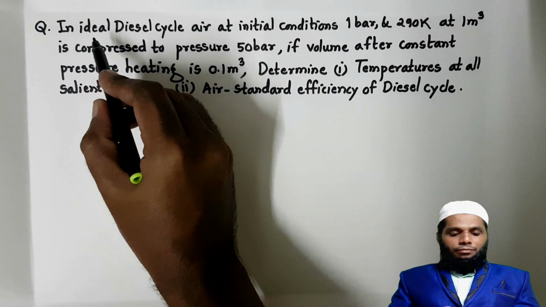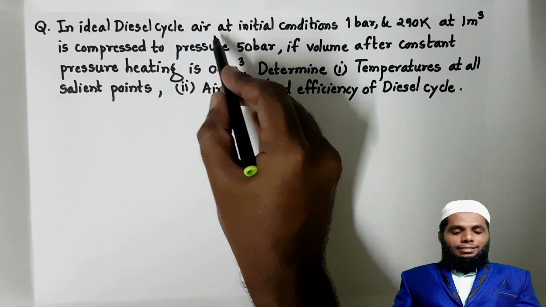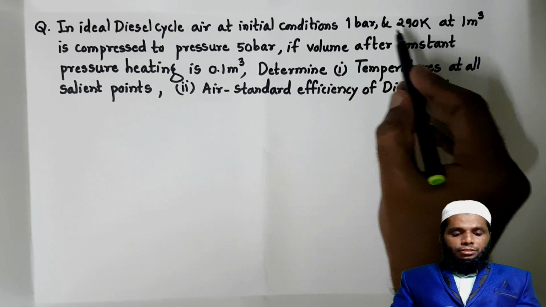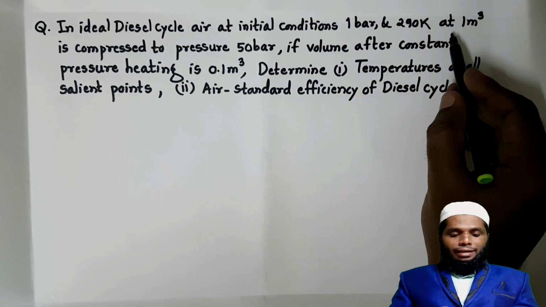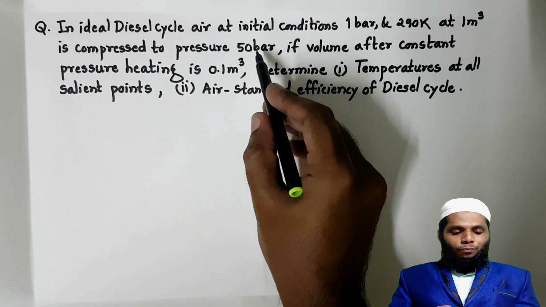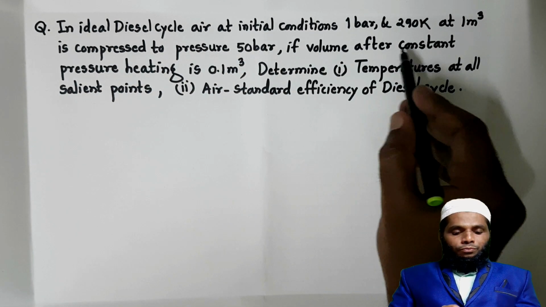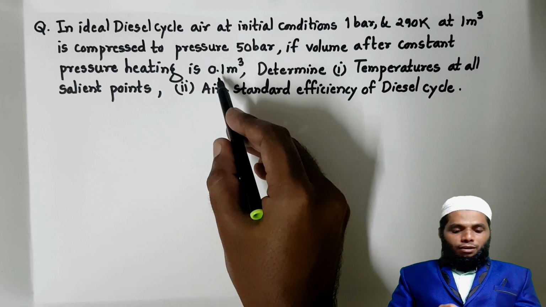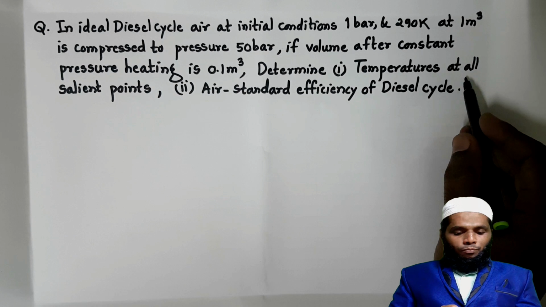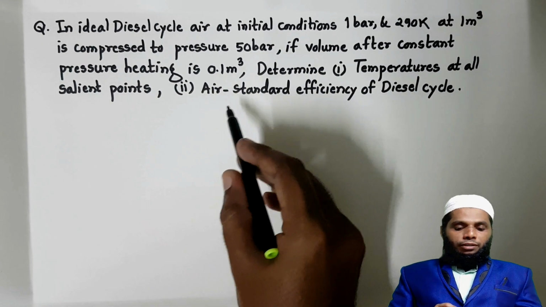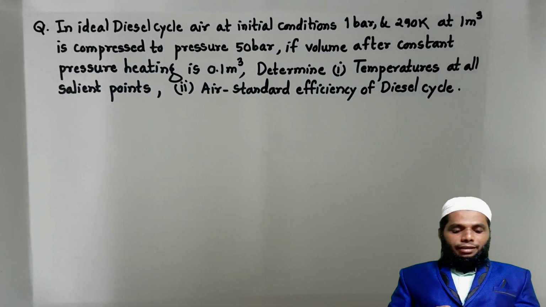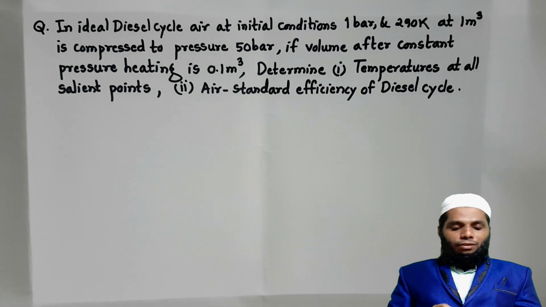In ideal diesel cycle, air at initial conditions 1 bar and 290 Kelvin at volume 1 meter cube is compressed to pressure 50 bar. If volume after constant pressure heating is 0.1 meter cube, determine first one all temperatures, then second air standard efficiency of cycle.